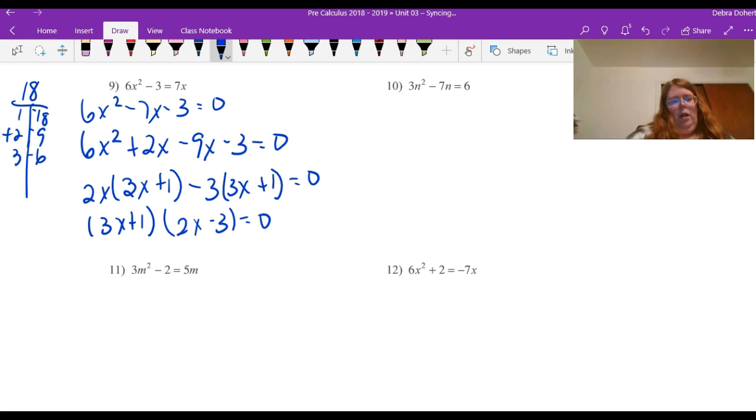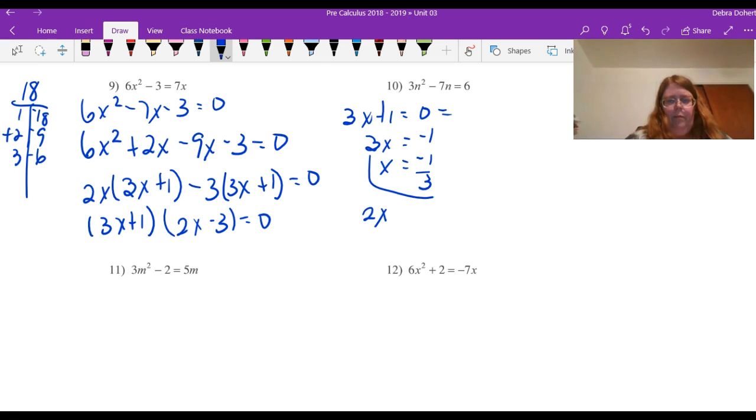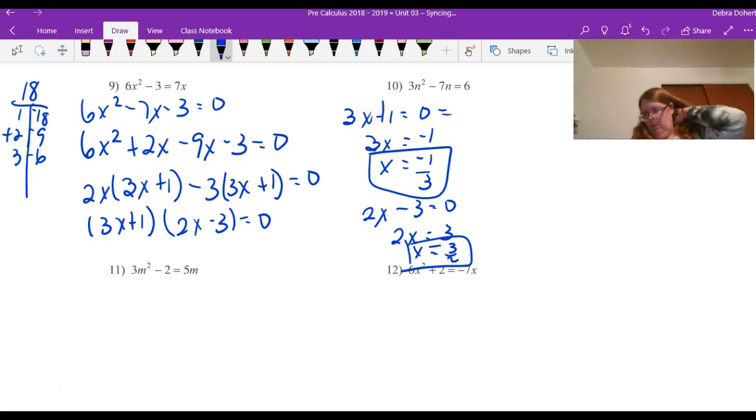We are going to have some fractions on these. So 3x plus 1 equals 0. We subtract 1, get 3x equals negative 1, and x is going to equal negative 1/3. And you're going to have 2x subtract 3 equals 0. We add 3, so it gives us 2x equals 3. Divide by 2, x equals 3/2. That's perfectly allowed. So that basically gives us what we will need for our notes.